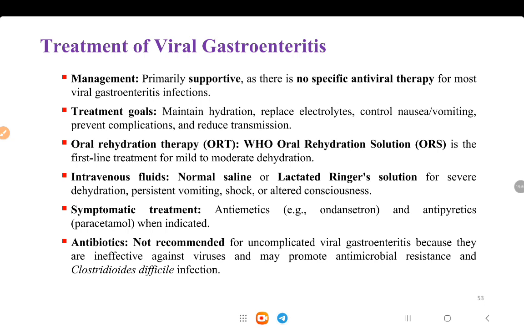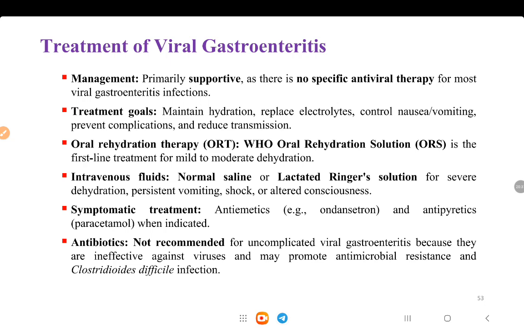In treatment, our main goals are maintaining hydration, replacing electrolytes, controlling nausea and vomiting, preventing complications and reducing transmission. WHO recommends oral rehydration solution as the first line treatment, used for moderate dehydration. Intravenous fluids such as normal saline and lactated Ringer's solution are used for severe dehydration, persistent vomiting, or shock. For symptomatic treatment, we can use different types of drugs which are available.